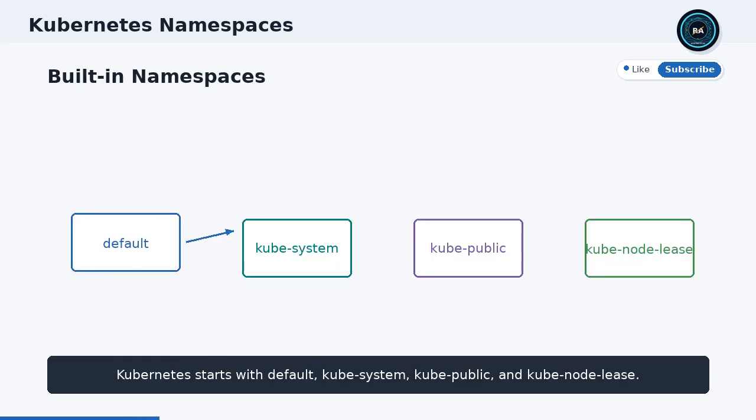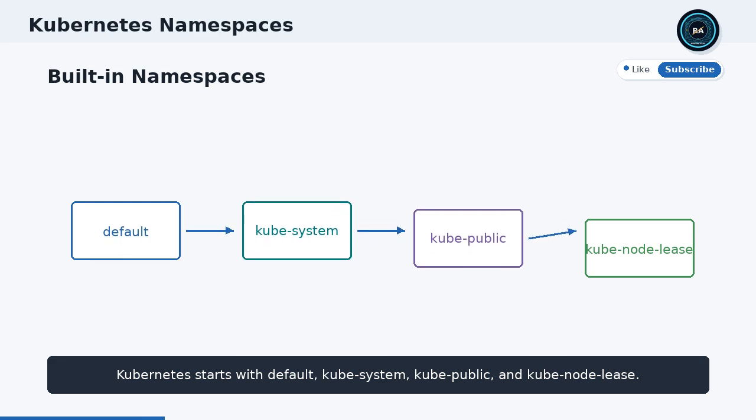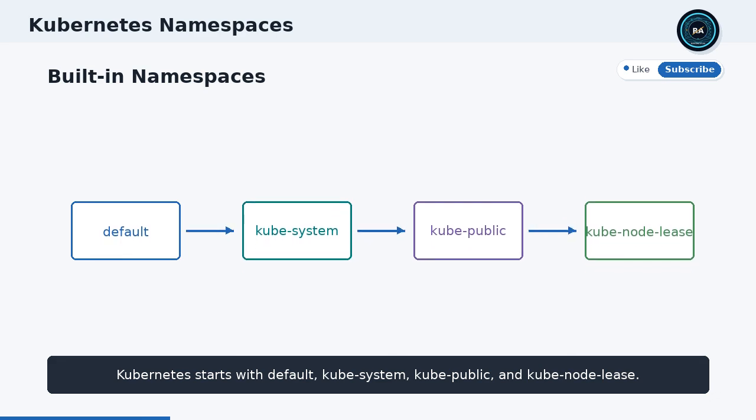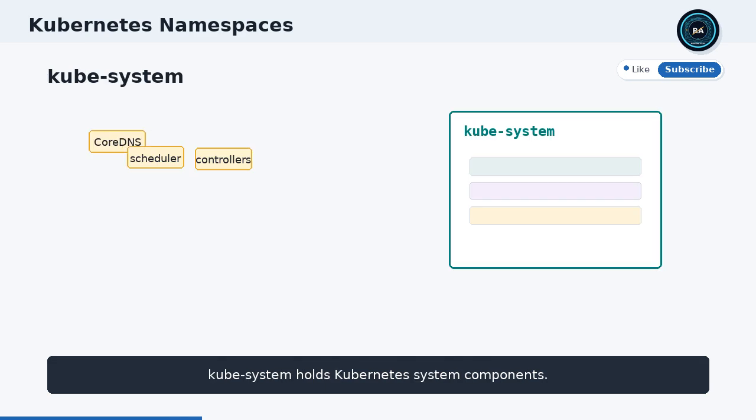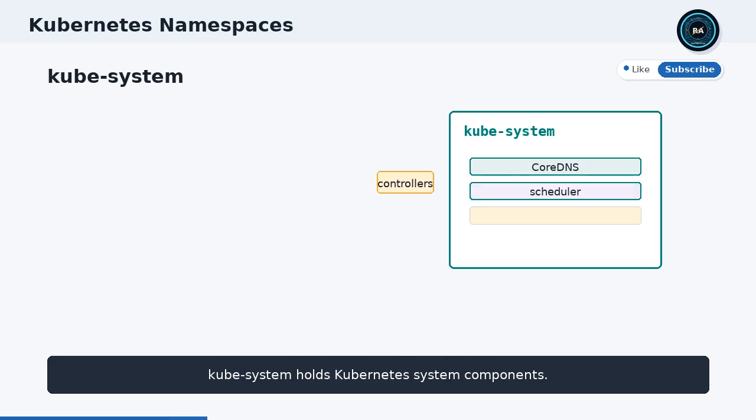A fresh cluster starts with 4 initial namespaces: default, kube-system, kube-public, and kube-node-lease. Default exists so you can use a new cluster immediately. In real environments, it is usually better to create explicit namespaces for apps or teams. Kube-system is where Kubernetes system components commonly live. Treat it as cluster plumbing, not an application workspace.